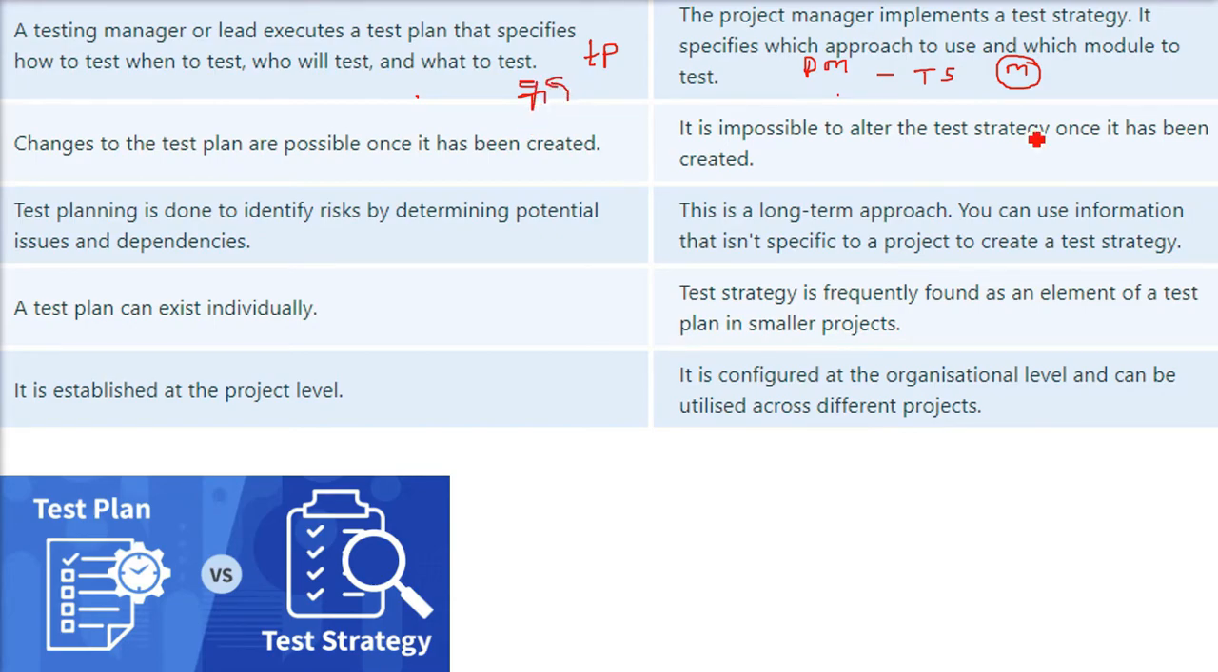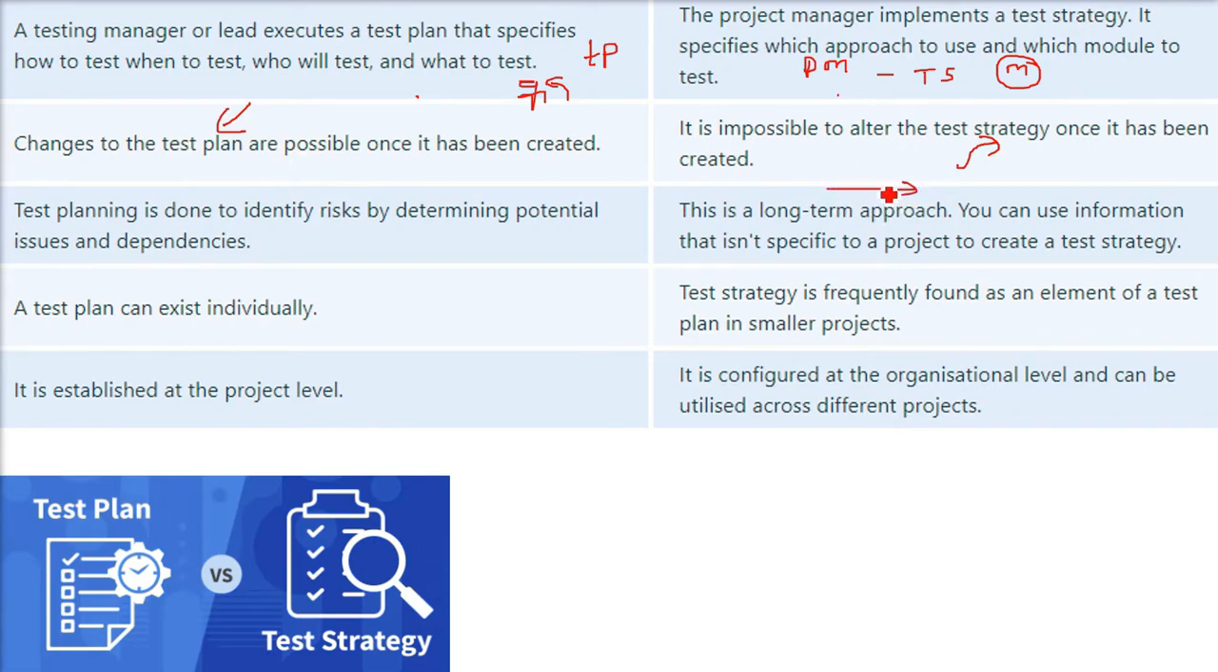So here the level of abstraction is more detailed in test plan. In test strategy, it is very difficult to alter the test strategy because it is being created for the whole project or the organization. Test plan, the changes can be done. Okay, changes, because if test cases are there, one test case is not good, you can remove it, you can add more test cases. So test strategy is a long-term approach.